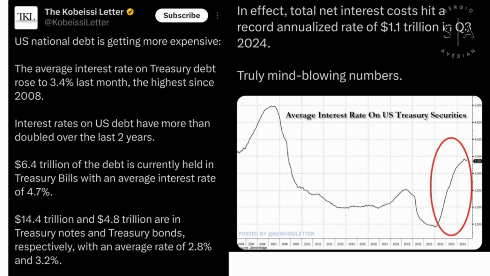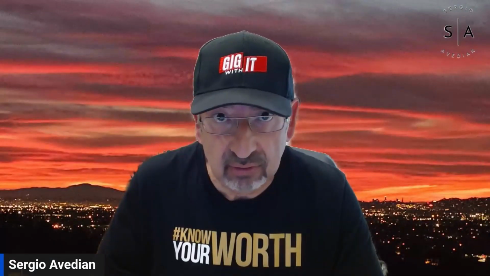And that's the interest we're paying on these IOUs on the T-bill side. 14.4 trillion and 4.8 trillion are in treasury notes and treasury bonds, with an average rate of 2.8 to 3.2%. Well, look where the rates were in 2020, right? Literally like 1%, because we were at 0, but then we have to pay some sort of return to the bond buyer or note buyer. And look where we are now, okay? In effect, the total net interest cost hit a record annualized rate of 1.1 trillion. It's at 1.2 trillion now. Truly, truly mind-blowing numbers. No doubt, right?